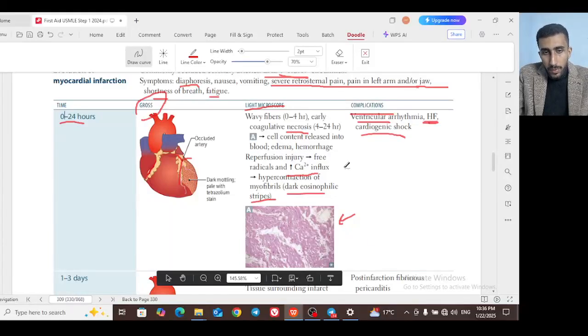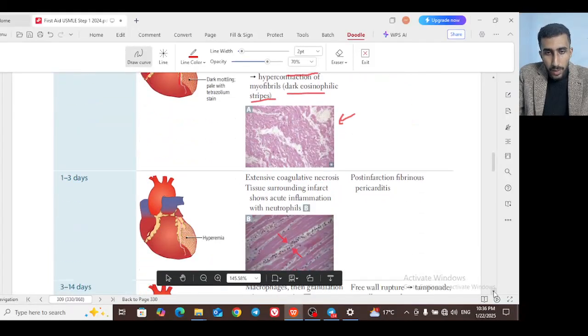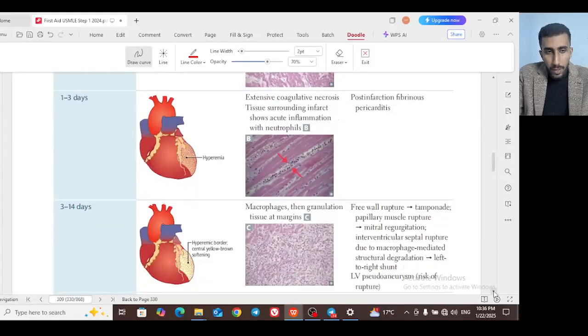Again, for the light microscopy, in the first 4 hours you will have wavy fibers. After 4 hours up to 24 hours, there is coagulative necrosis, and with necrosis the cell contents are released into the blood, with edema and hemorrhage. You may get a reperfusion injury. This leads to free radical buildup and calcium influx. Calcium influx will lead to hypercontraction of myofibrils and dark eosinophilic stripes. So this is the first 24 hours.